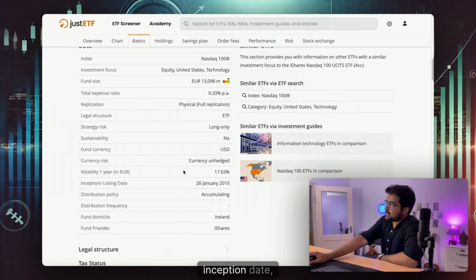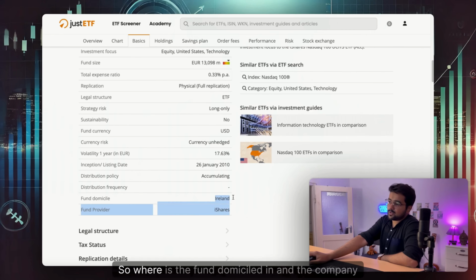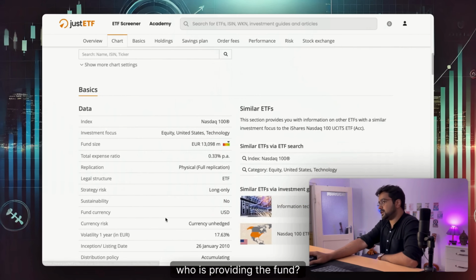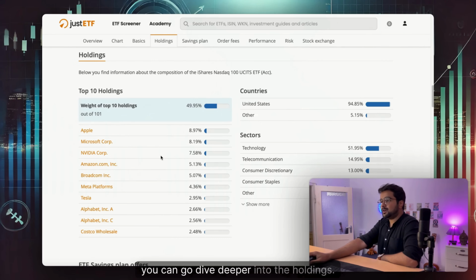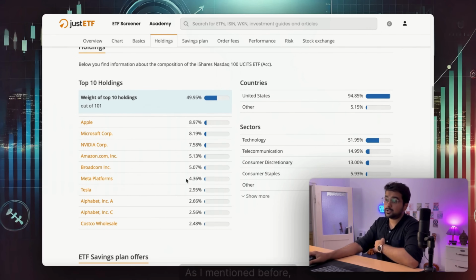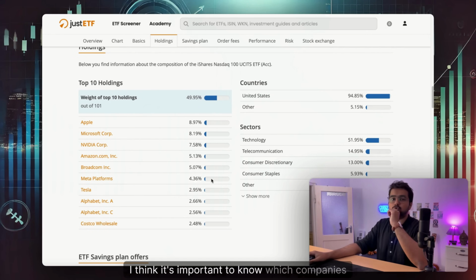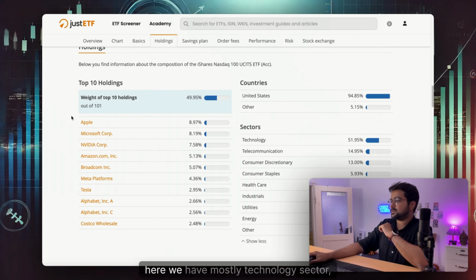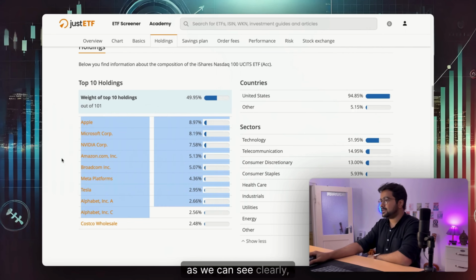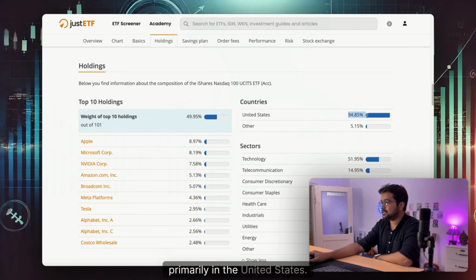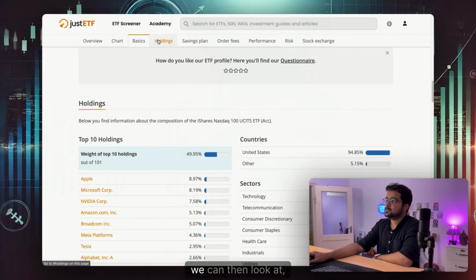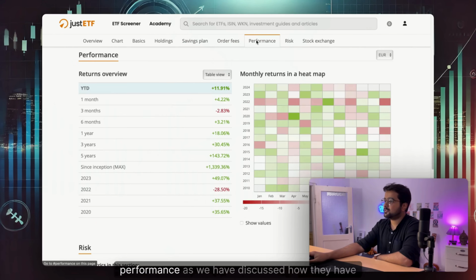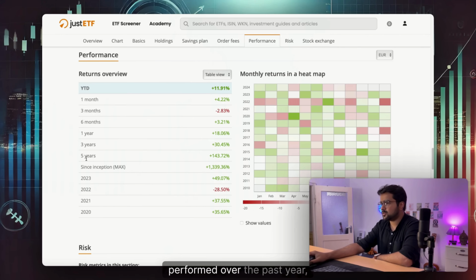Then we have volatility, inception date, fund domicile. So where is the fund domiciled, and the company who is providing the fund. You can go dive deeper into the holdings. So this is, I think, very important. As I mentioned before, I think it's important to know which companies the ETF is investing in and what sectors they are investing in. So of course, here we have mostly technology sector, as we can see clearly, and primarily in the United States.